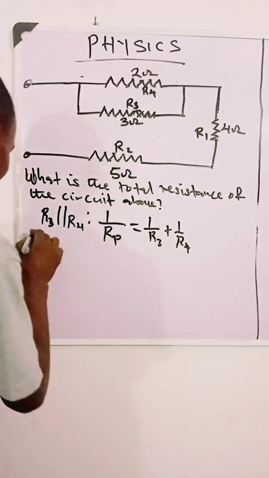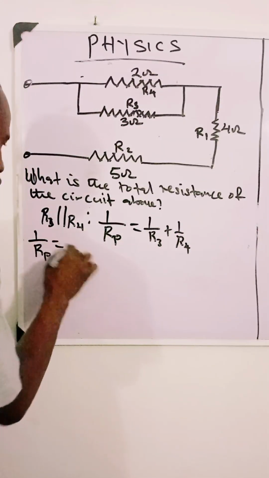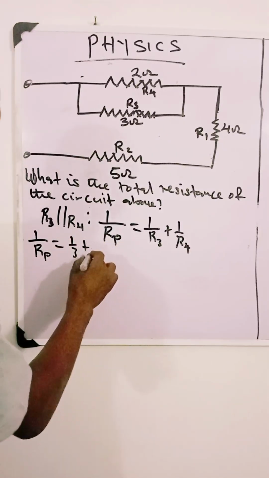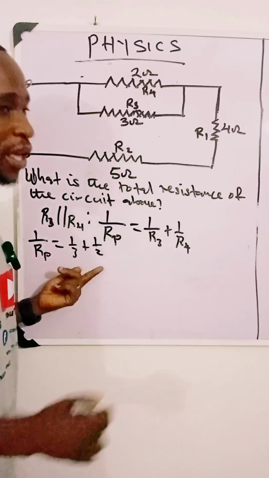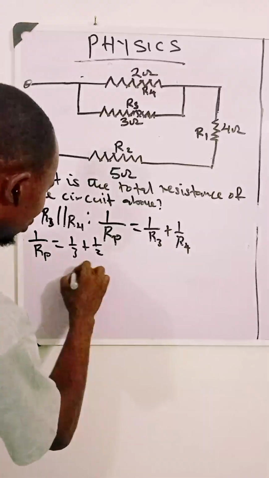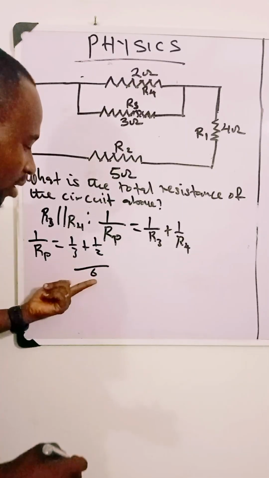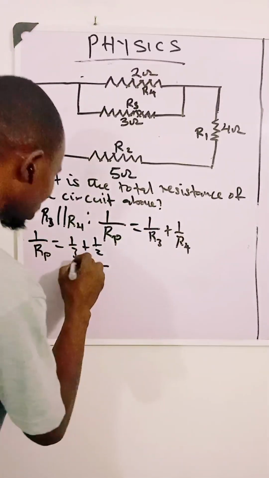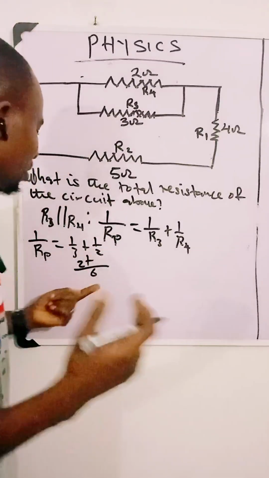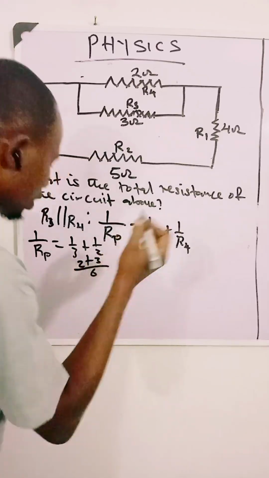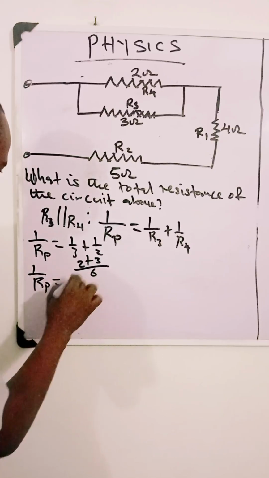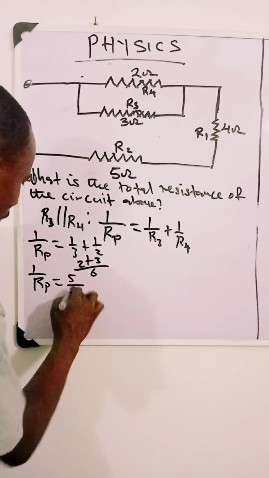Okay, so what I'm going to have is 1 over RP equal to, my R3 is what? 1 over 3 plus 1 over 2. In this case, this is a simple fraction where I am going to look for the LCM, which is 6. So here is 6. 3 into 6, how many times? 2 times. 2 times 1, I have 2, plus 2 into 6, how many times? 3 times. 3 times 1, I have 3. Okay, so what I'm going to have here as 1 over RP is equal to this plus this. I'm going to have 5 over 6.